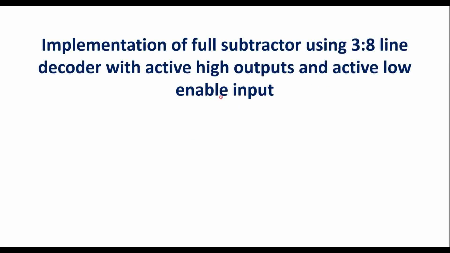So before implementation, first I will try to get the difference and borrow expressions for the decoder using a truth table. Now let me write the truth table. So for a subtractor, we know that A, B are the two inputs, and we need one more input, borrow input, and the outputs are difference and borrow. That is, for a subtractor we have three inputs. Let me assume A, B and B in are the inputs. Let me assume difference and borrow are the outputs of the subtractor.